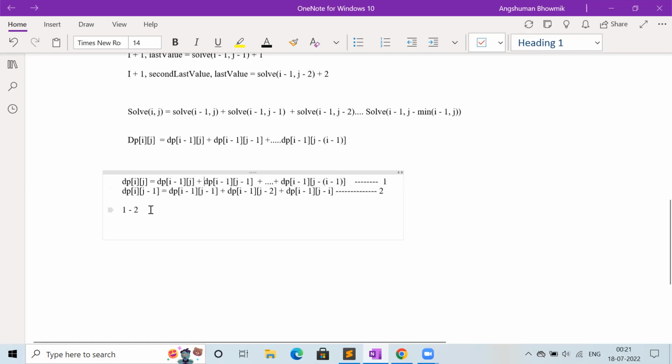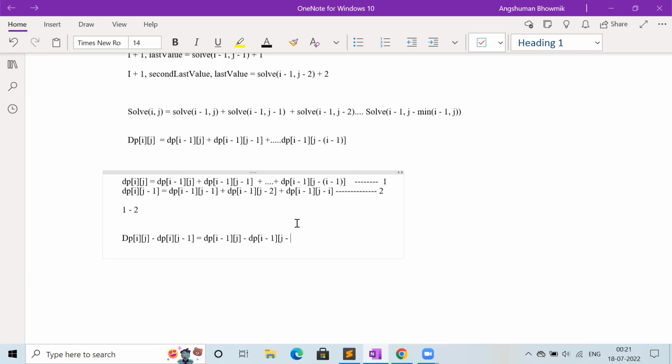And why are we exactly subtracting? Because we see that some of the values are repeating here. If we clearly observe, dp i minus 1 j minus 1 is appearing in equation 1 as well as in equation 2. So dp of i j minus dp of i j minus 1 will be equal to dp of i minus 1 and j, that is the first value, plus minus dp of i minus 1 j minus i.